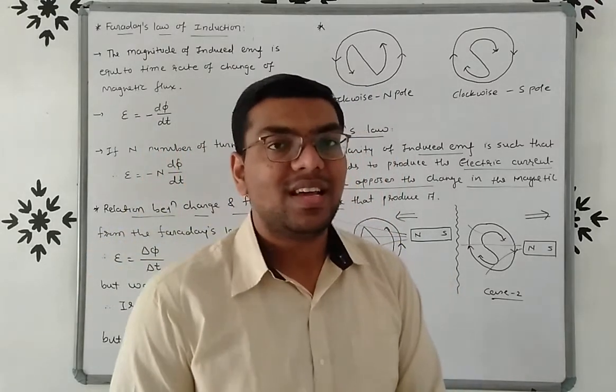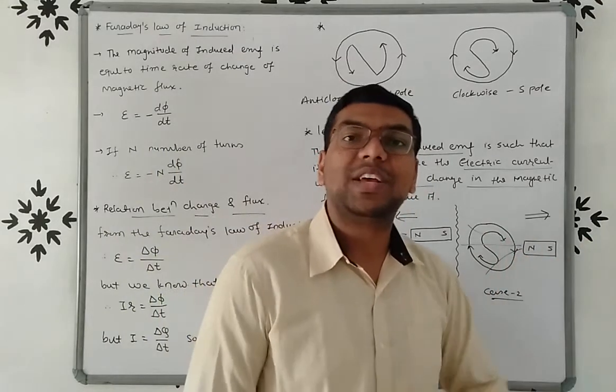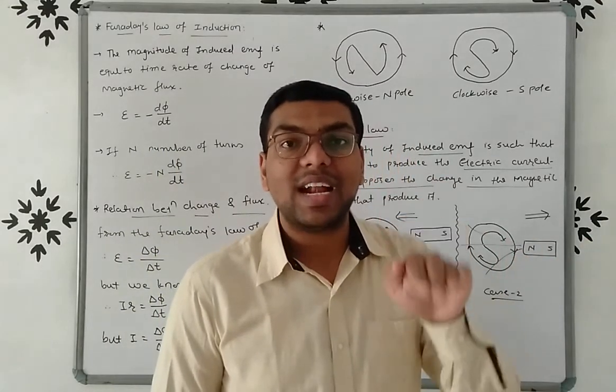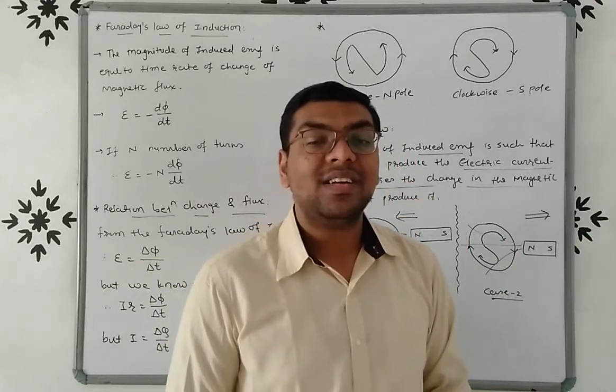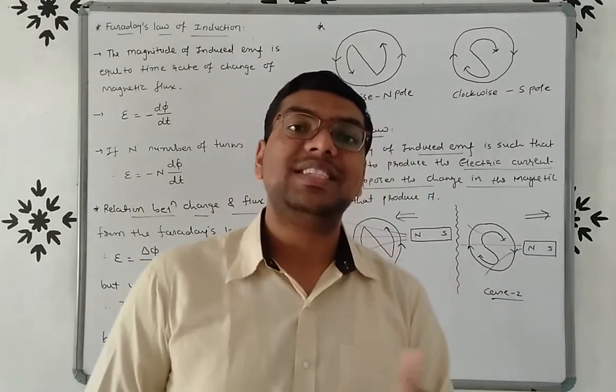But when you move the magnet away from the coil, what happens? Flux starts decreasing. But here current flows in such a way that it opposes the change in flux.